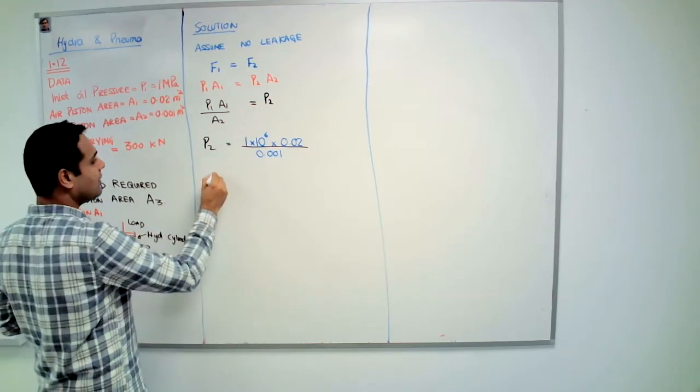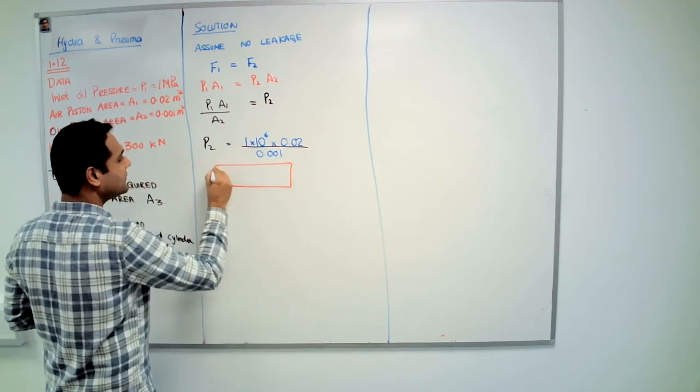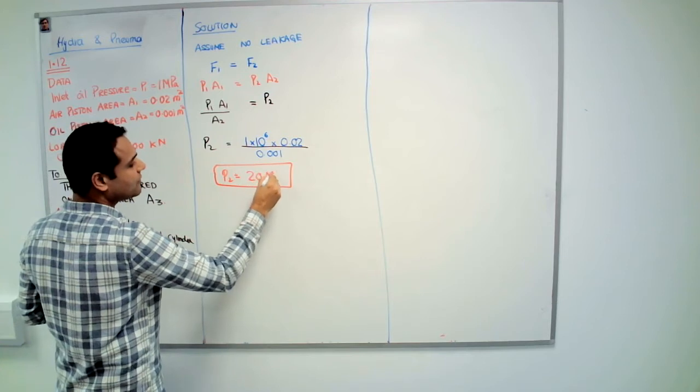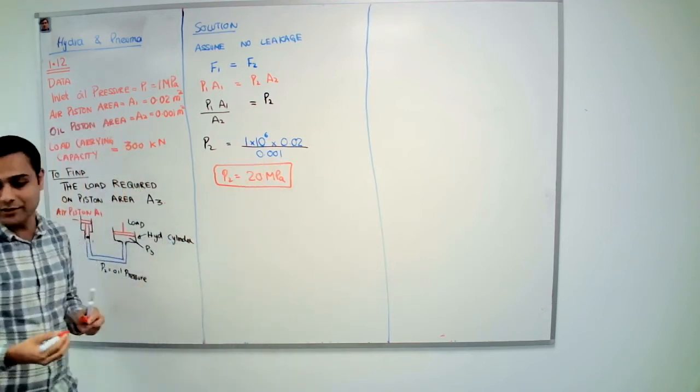So anyone got the value for the pressure 2? So 20 megapascal. If you press ENG, it will convert it to megapascal.